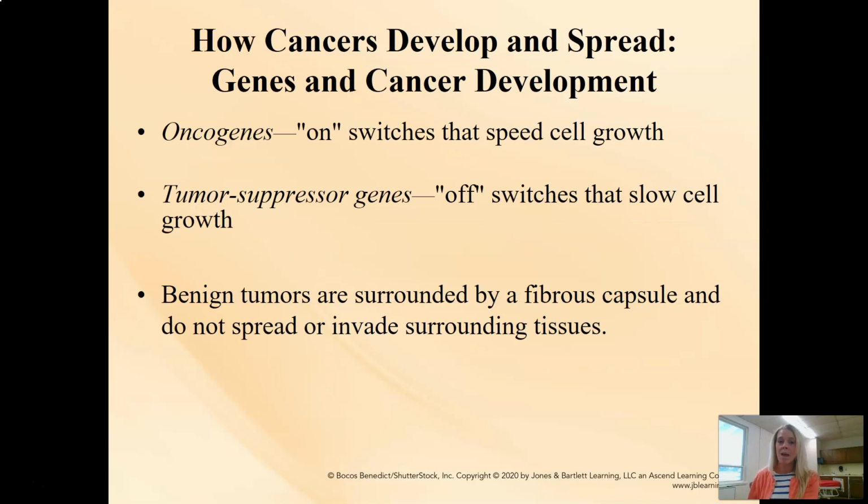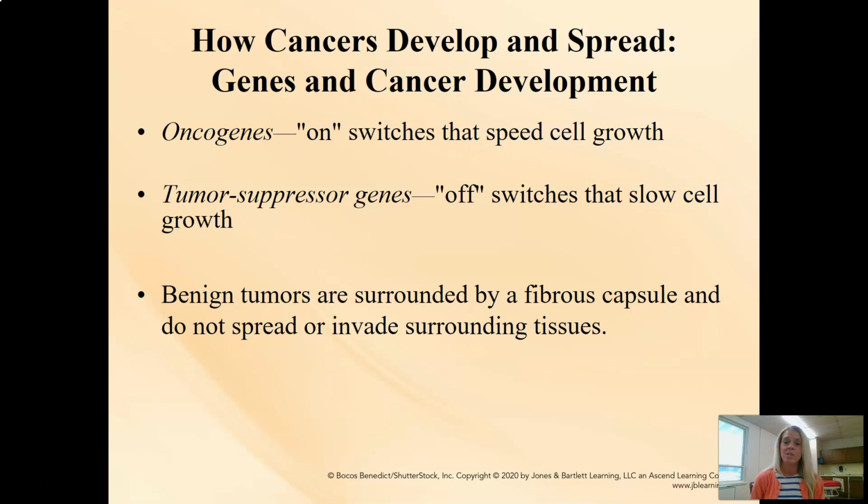Some terms that go along with cancer genes and development. Oncogenes are on switches that speed cell growth. Genetic mutations can produce oncogenes, which in turn produce more cancer cells. Tumor suppressor genes are off switches that slow cell growth. But again, if a cell is mutated, it will no longer suppress cell growth, and then cancer is allowed to grow. Successive genetic changes have to take place in order to turn a normal cell into a cancerous cell. It usually isn't something that just happens quickly.